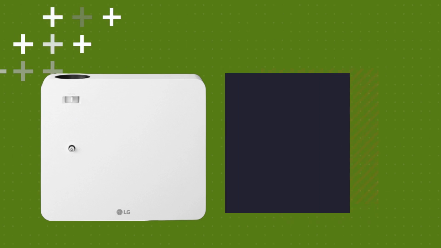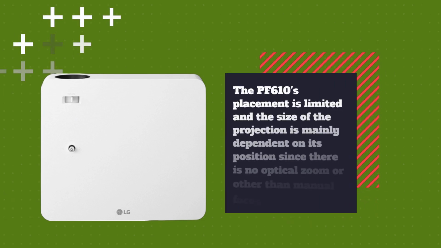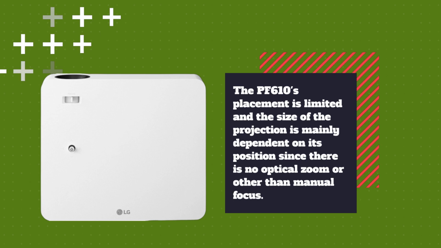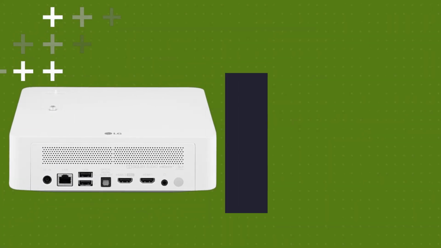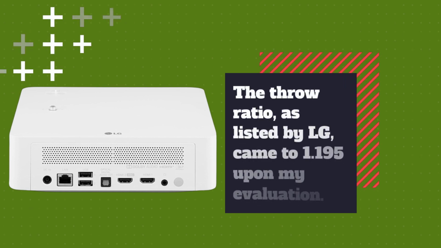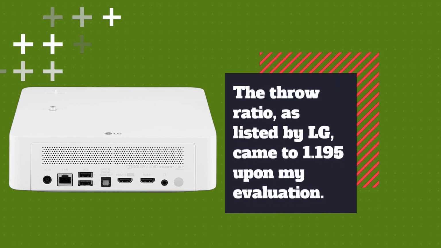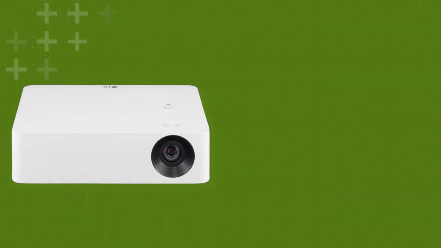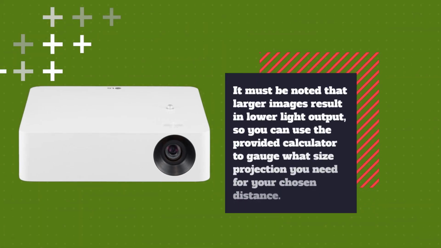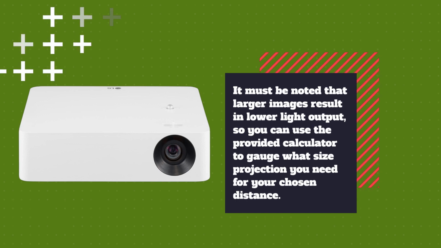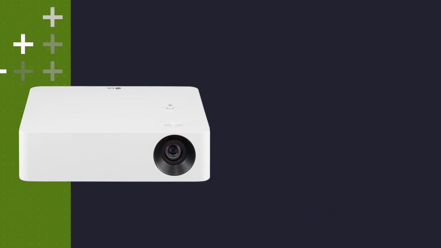The PF610's placement is limited, and the size of the projection is mainly dependent on its position, since there is no optical zoom or other than manual focus. The throw ratio, as listed by LG, came to 1.195 upon my evaluation. It must be noted that larger images result in lower light output, so you can use the provided calculator to gauge what size projection you need for your chosen distance.